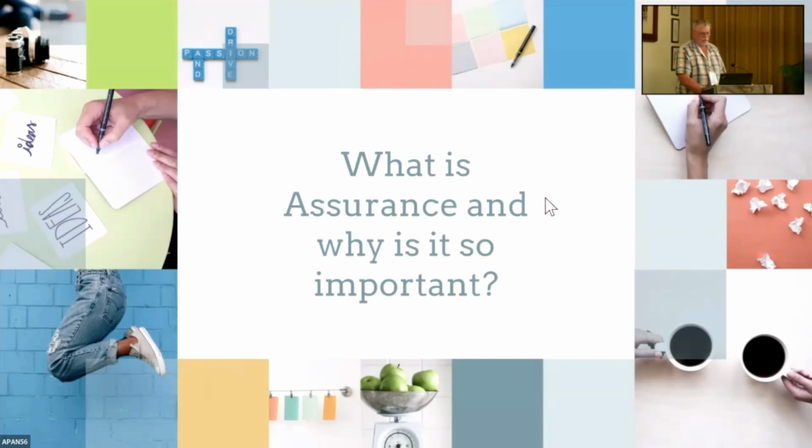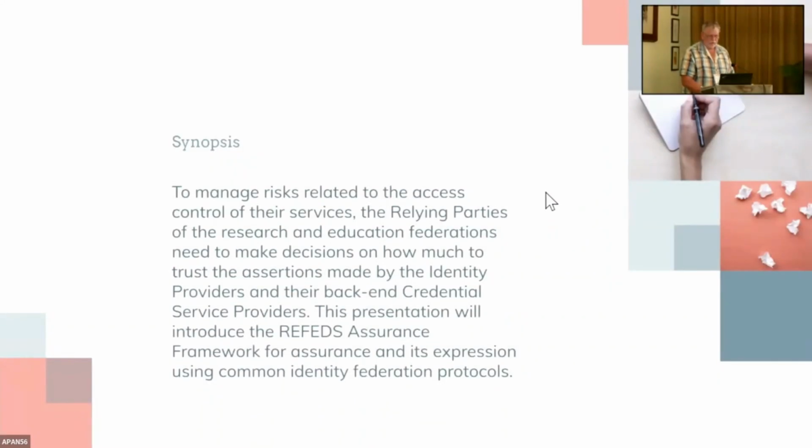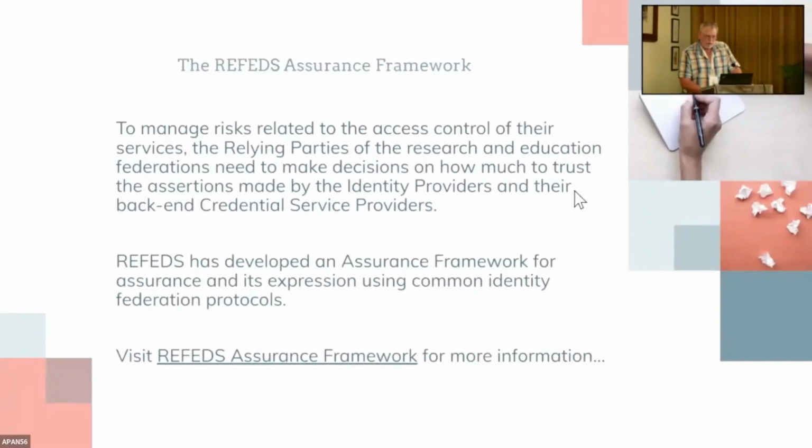So what is assurance and why is it so important? It's to manage the risk related to the access control of services. The relying party of the research and education federations need to make decisions on how much to trust the assertion made by the identity provider and their back-end credential service provider. This presentation will introduce the ReFeds assurance framework and its expression using common identity federation protocols. Basically sticking values into an attribute, which is a lot easier than sticking values into the assurance start or the authent context.